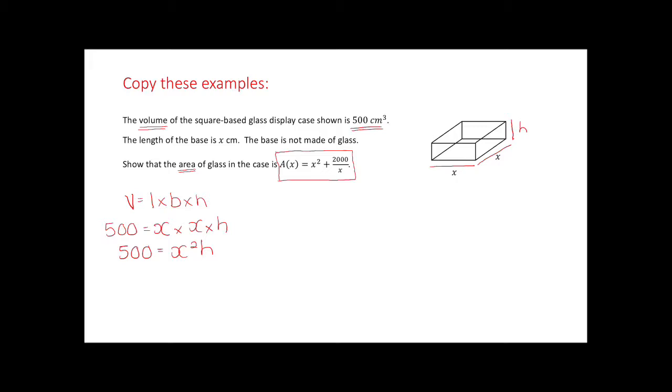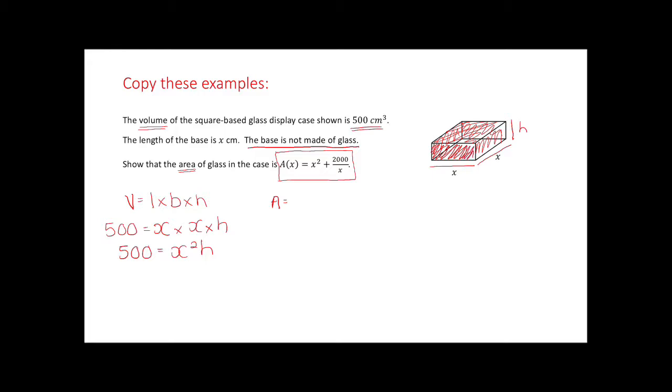We can now look at the area. The area of this, we're looking for surface area. So we need to find the area of this front part here, the area of the sides, the area of the back, the area of this other side. Now with these questions, always make sure you go back and double check if there's any additional information given. It's saying here that the base is not made of glass. So for this one, we only need to find the area of the top. We don't need to find the area of the base.